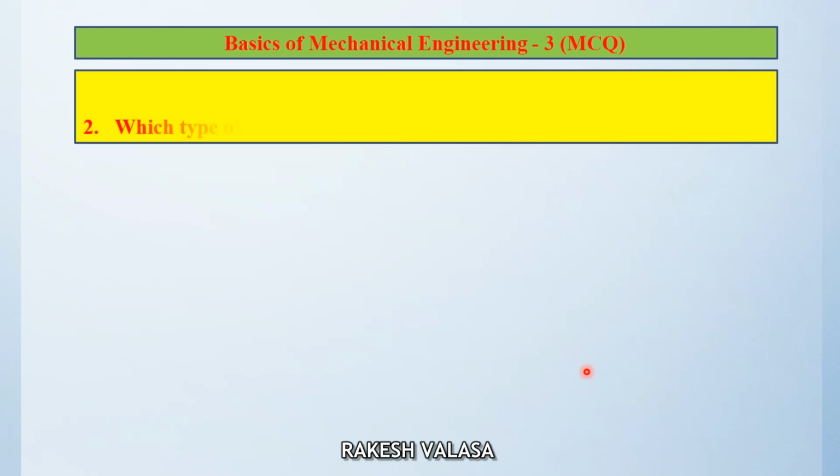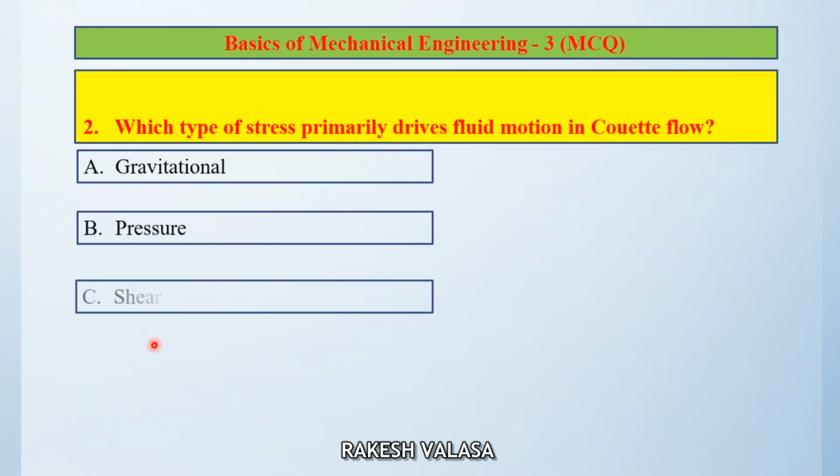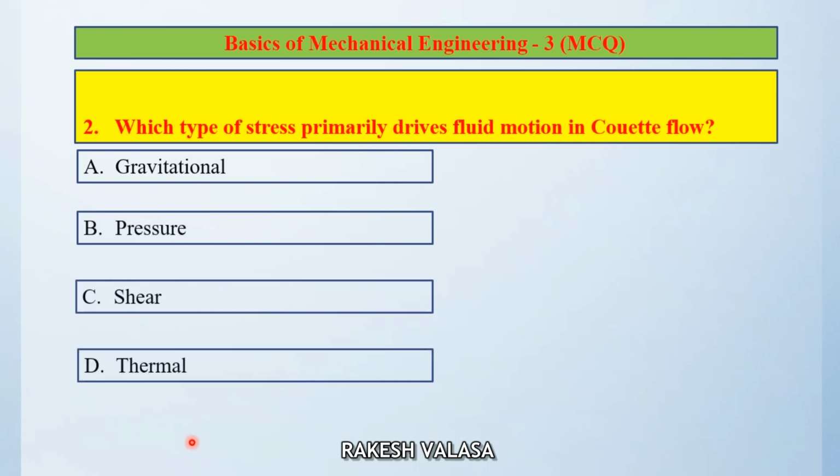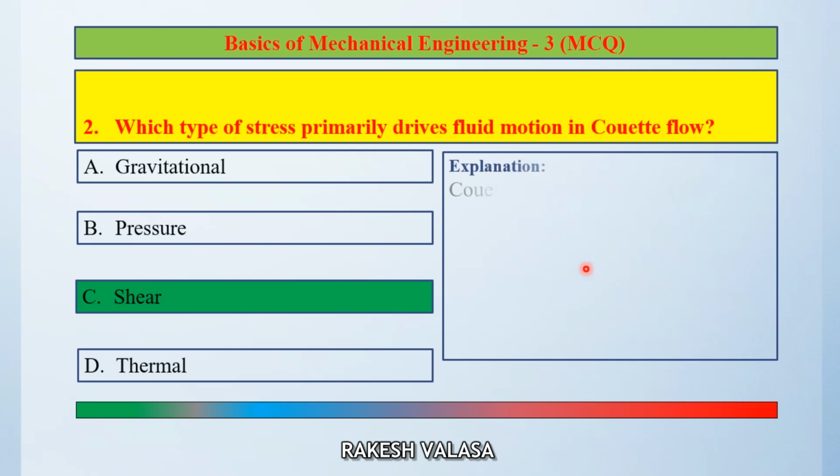Question number 2. Which type of stress primarily drives fluid motion in cavity flow? Option A gravitational, option B pressure, option C shear, option D thermal. The correct answer is option C shear. Let us see the explanation.